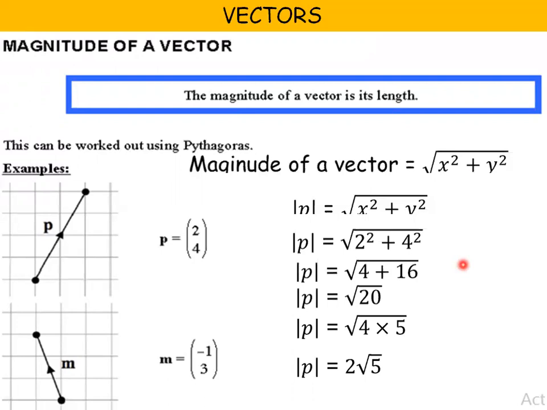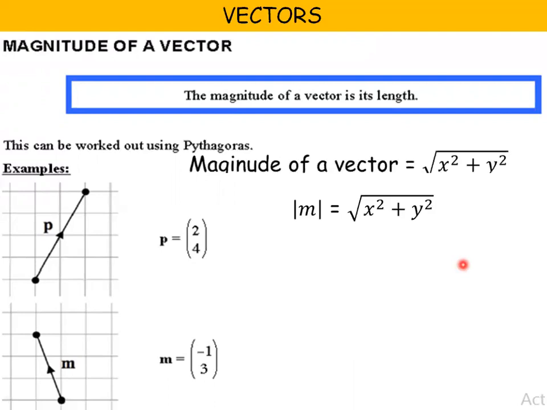In the same way, we can find the magnitude of a vector M. Then we have the magnitude of M as minus 1 squared plus 3 squared. Remember, the magnitude can never be negative. It will always be positive. There is no calculation for magnitude of a vector that will result in a negative answer. It will always be positive.